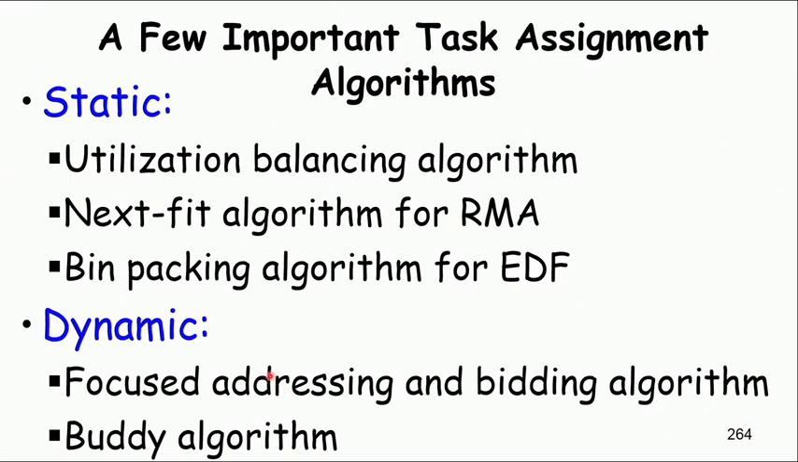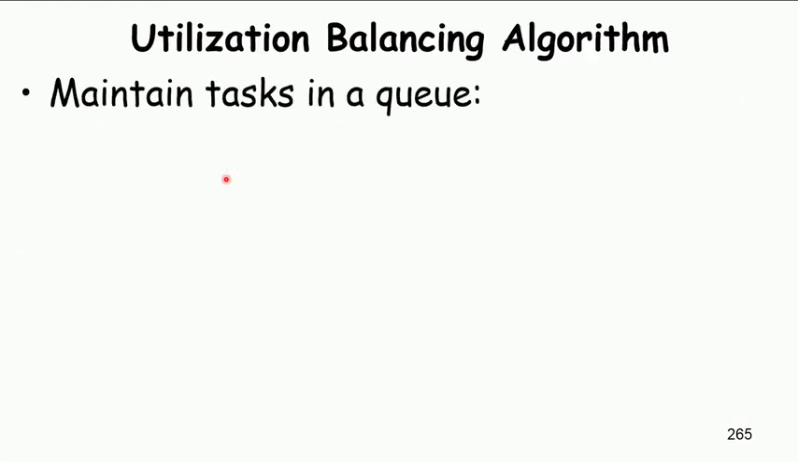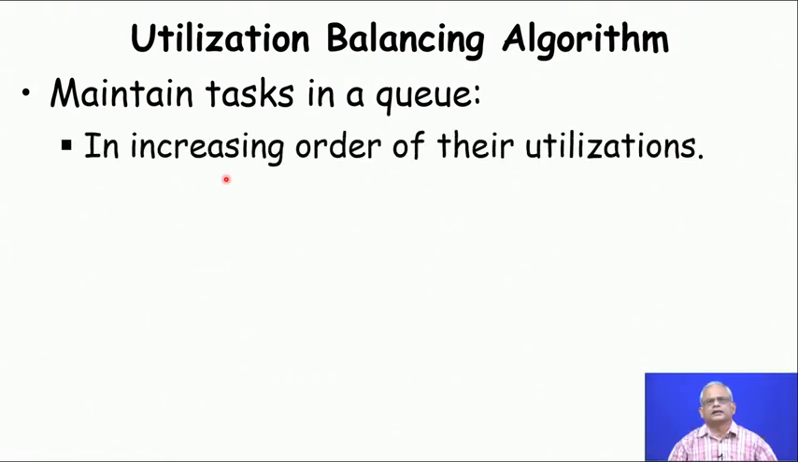We do not have time to look at all these algorithms, even though in the textbook these are given. We will just look at one of the algorithms to get a flavor of the task assignment algorithms. We will look only at the utilization balancing algorithm. Here the tasks are maintained in a queue, arranged in increasing order of their utilization.